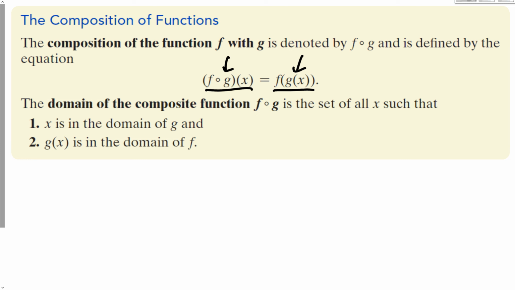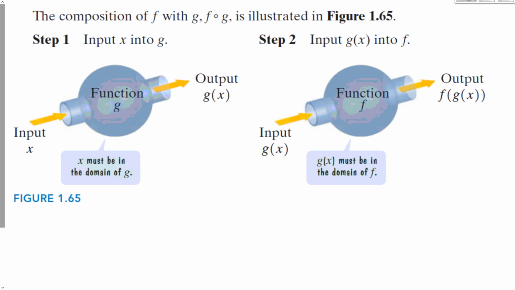The domain can get a little trickier. The domain of the composite function f of g is the set of all x such that x is in the domain of g, because that's my input into g, and then that's my input into f. So g of x must be in the domain of f, and we'll see what that looks like in a second.